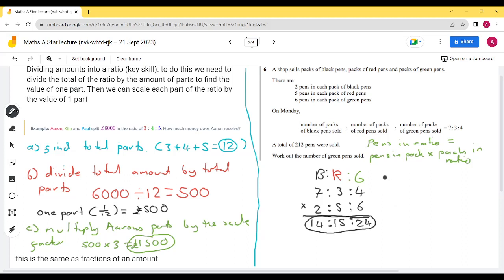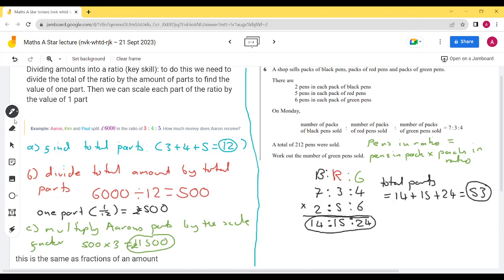And so that means total parts, because remember now, even though we've got some nasty numbers, we're on familiar ground from here, equals 14 plus 15 plus 24, which is going to give us 53.